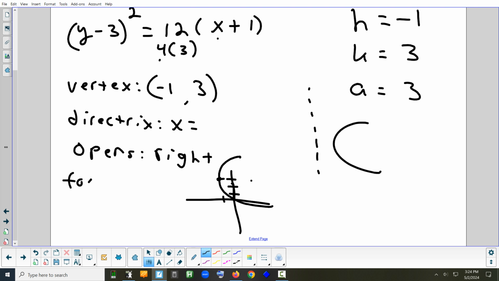Let's write that down. So focus is at 2, 3. So how many units away from the vertex is the directrix? 3. That's also 3. We're at -1. If we go over to here, -4. So the equation of your directrix is x equals -4. And those would be the 4 things I would ask you about for a parabola. All right. Any questions?